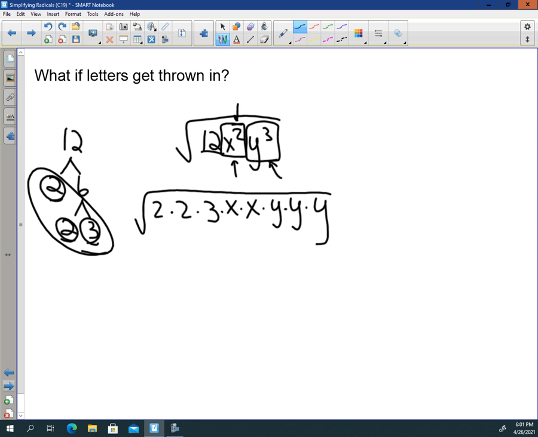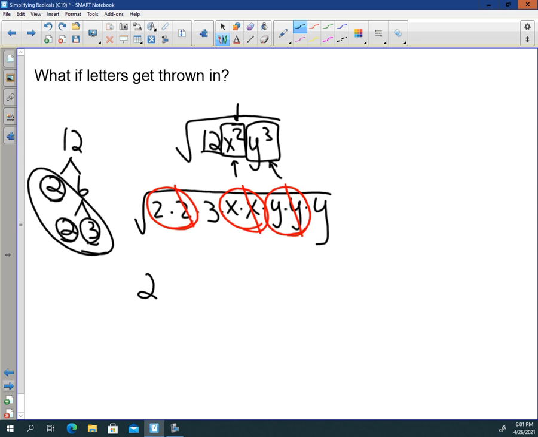X squared is x times x. Y cubed is y times y times y. And now follow the same set of rules. Partner guys up. So we got two 2's. The 3 has to stay by itself, but we have two x's that can be partnered, and we have two y's that can be partnered, and a y that gets left behind. So we're going to kill off one from each partnership, that one, and that one. And so it looks like we have a 2, an x, and a y that are going to come out.